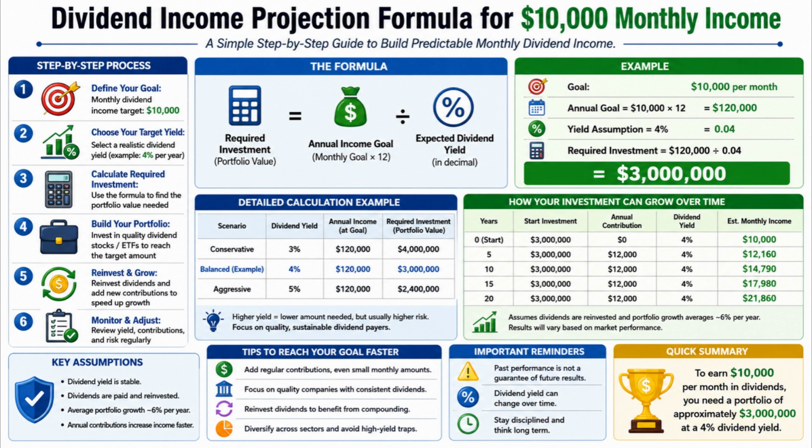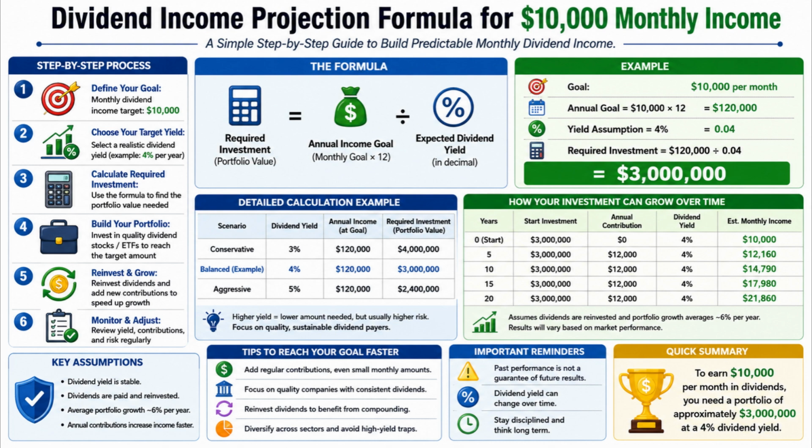After calculating the required investment, the next step is to build the portfolio. This can include quality dividend stocks or dividend-focused ETFs that match the investor's risk level and long-term goals. The objective is not only to reach the target income amount, but also to build a portfolio that can continue producing income over time. Then, reinvesting dividends can make a major difference. When dividends are reinvested, they can buy more shares, and those extra shares can create more dividend income in the future. This is how compounding helps the portfolio grow. In addition, adding regular contributions can increase the speed of progress toward the income target.